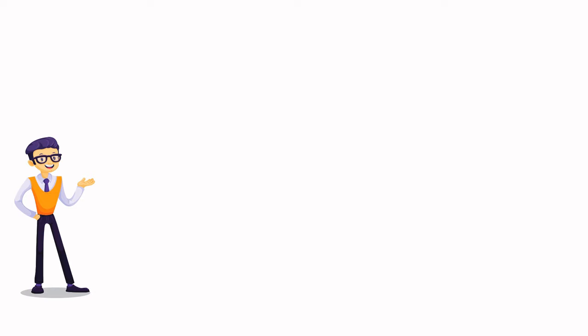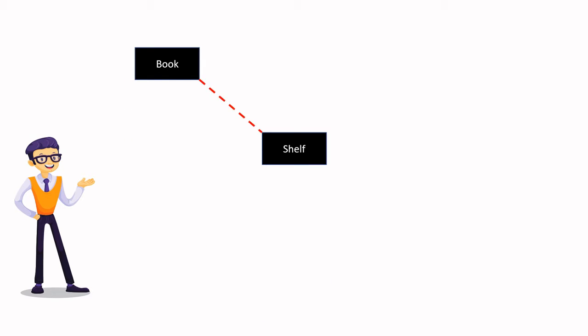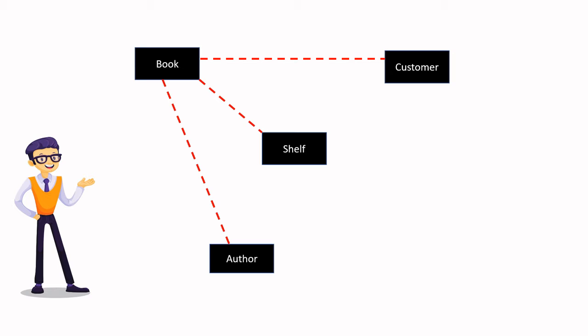A relational database is a collection of data items with predefined relationships between them like this. A book has a relationship with shelf, and a book has a relationship with author, and a book has a relationship with customer.